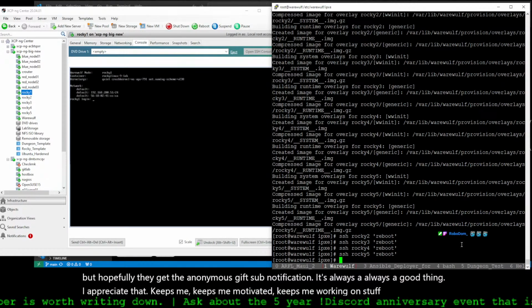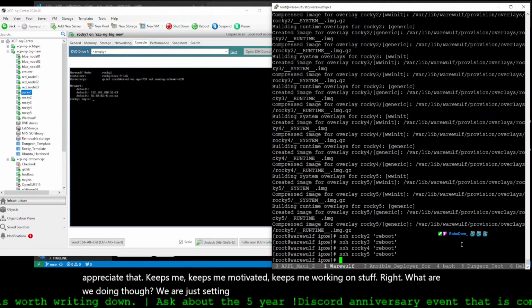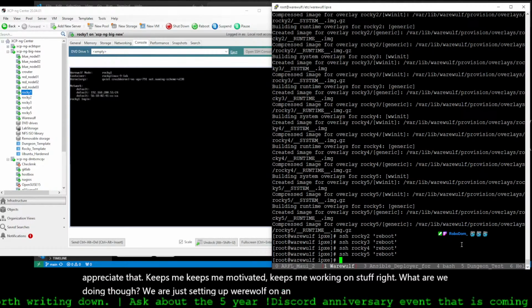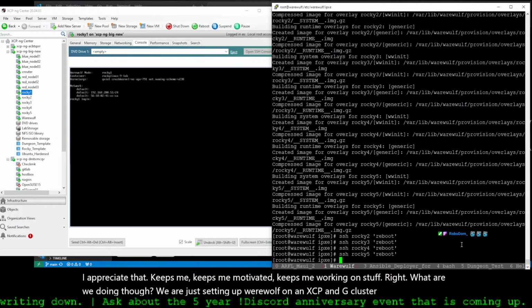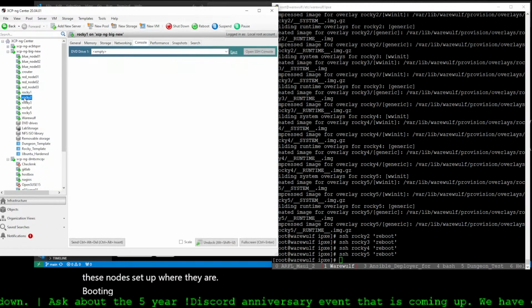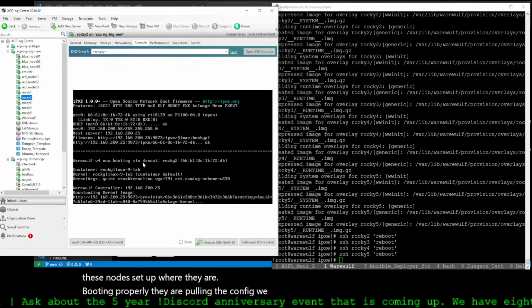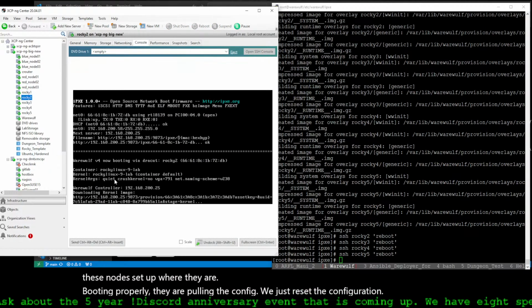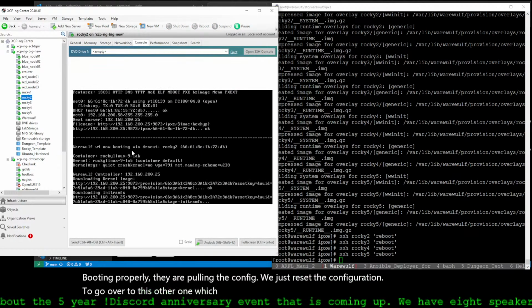What are we doing though? We are just setting up Warewulf on an XCP-ng cluster. We've gotten these nodes set up where they are booting properly. They are pulling the config. We just reset the configuration to go over to this other one, which is the Rocky 9 Linux Lab.